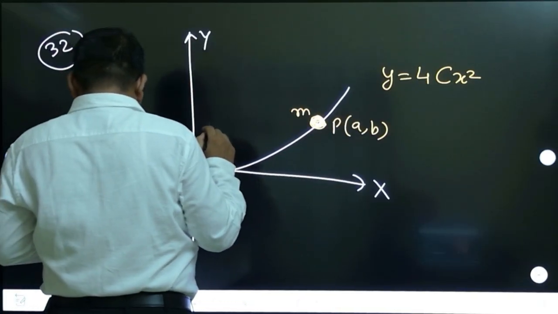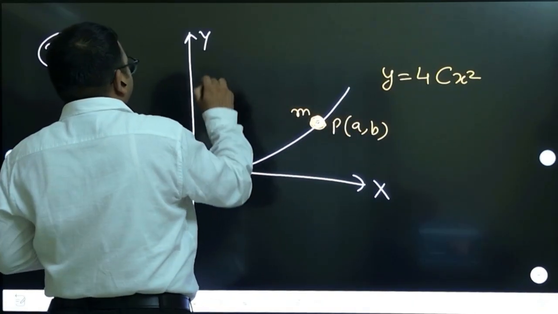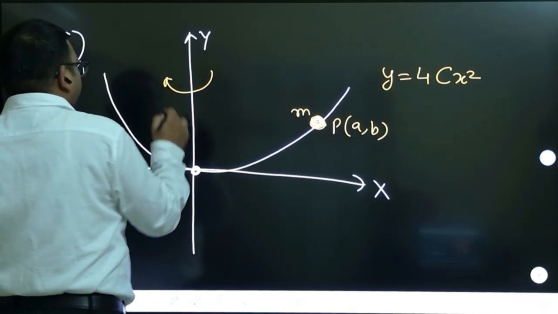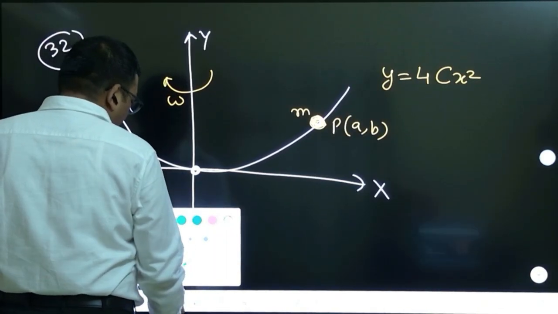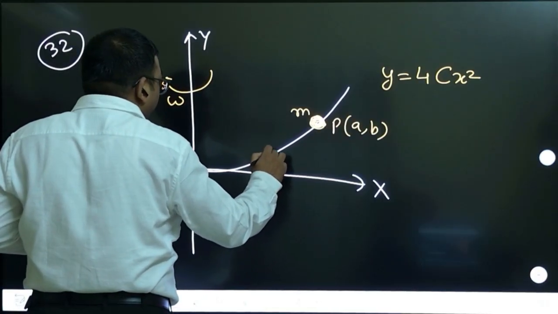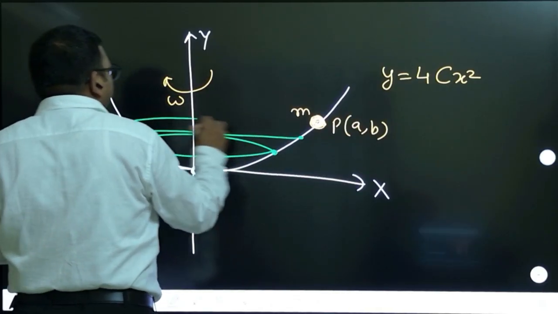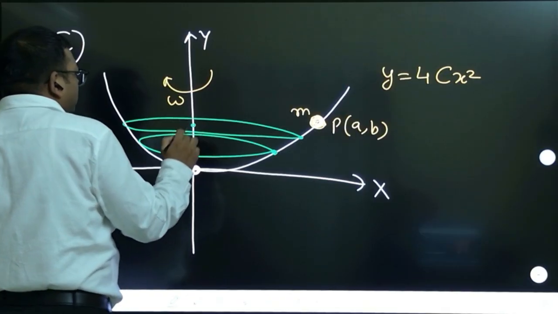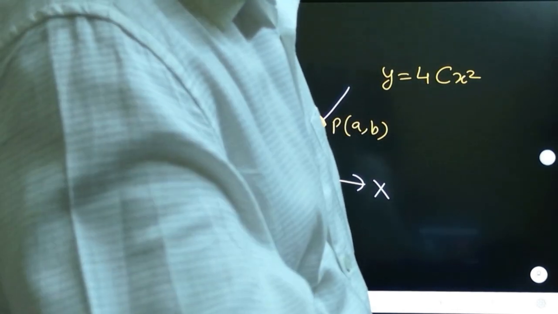This whole wire is rotating, spinning about this y-axis, with the angular velocity omega. So that means any point on this wire will be going in a circular motion. Take this point, it will be going in a circular motion with center at this axis. Are you understanding this first point?